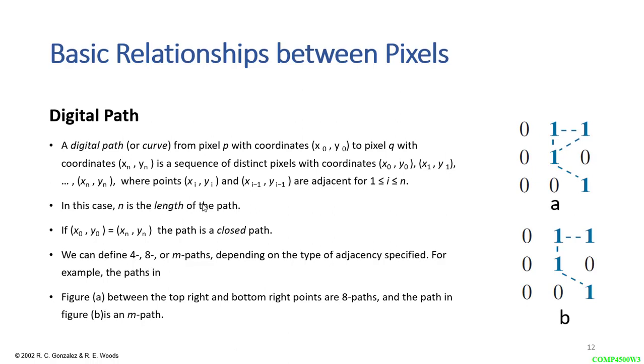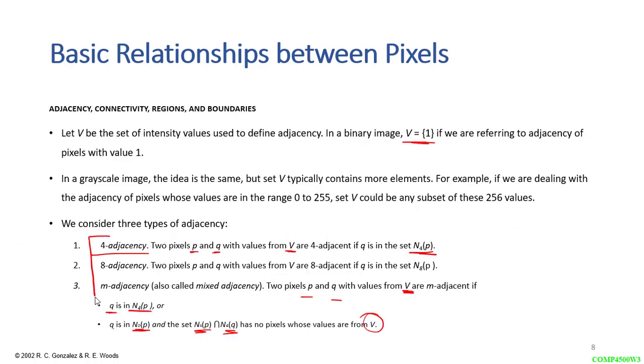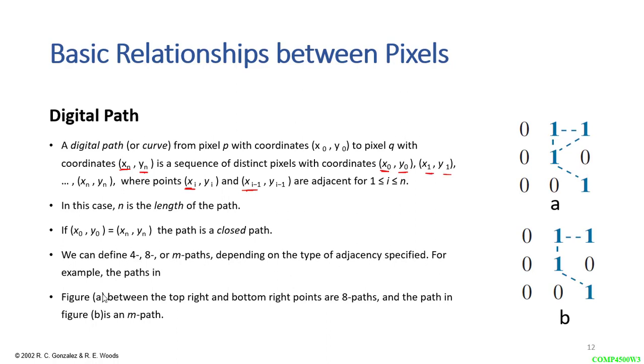A digital path, or a curve, is a sequence of pixels with coordinates x0, y0, x1, y1, until xn, yn, leading to a pixel Q with coordinates xn, yn, and the points xi and xi minus 1 are adjacent, meaning that a pixel and the next pixel should be adjacent. So here we can define different types of path depending on the different types of adjacency. So we can have an M adjacent path, a 4 adjacent path, and an 8 adjacent path. By the way, n is the length of the path, which is the digital path.